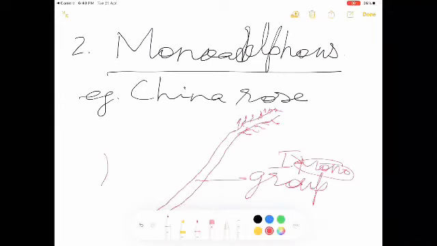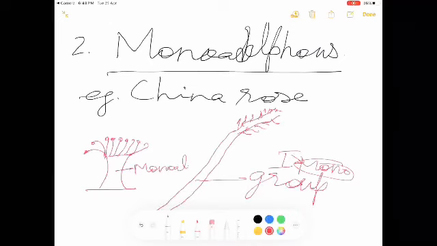As in your book, you can see here the China rose or any other plant has all filaments joined together, and all the anthers are free at the top, but all their filaments are grouped into one group. So this is called the monoadelphous case. Now I think it is clear to you.